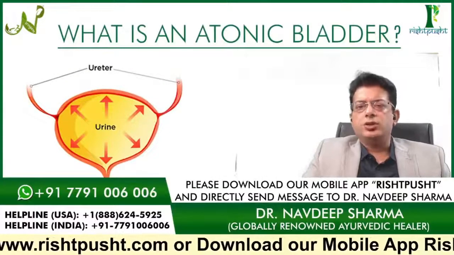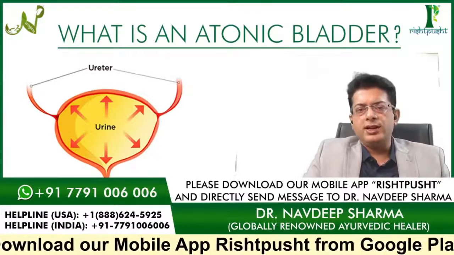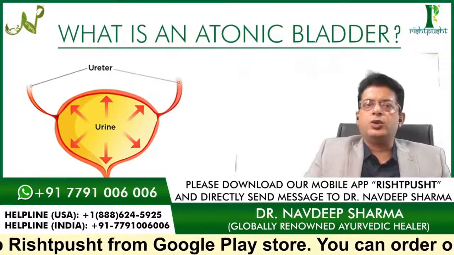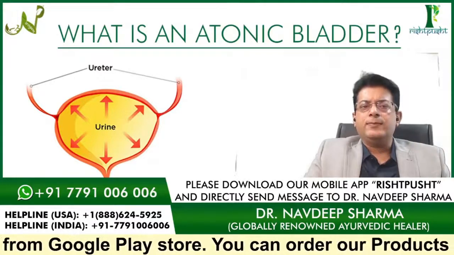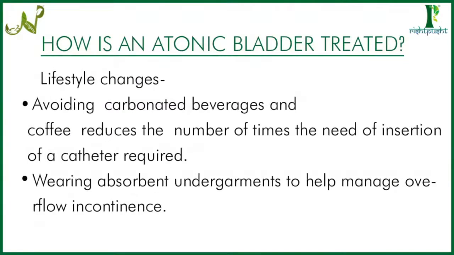In allopathy, there is not much that can be done in a patient suffering from atonic bladder, and hope lies in Ayurveda. But before we move to the Ayurvedic treatment, let's see what exactly is done in allopathy. There are non-surgical treatments and also surgical treatments. Along with this, there are certain lifestyle changes where the patient is asked to avoid carbonated beverages, coffee and other diuretics. And a catheter is inserted wherever required.